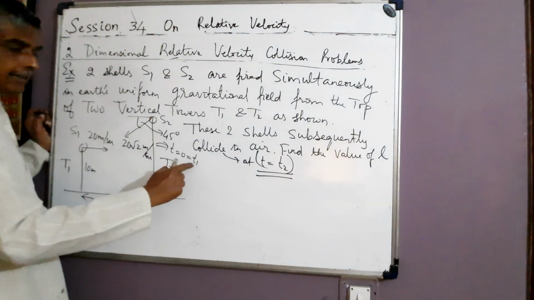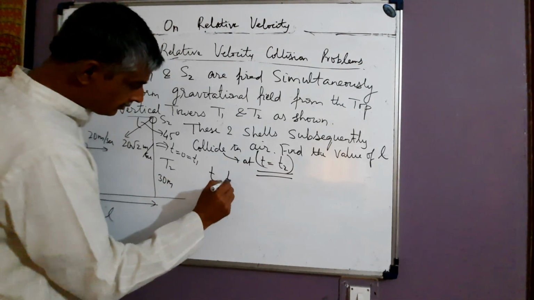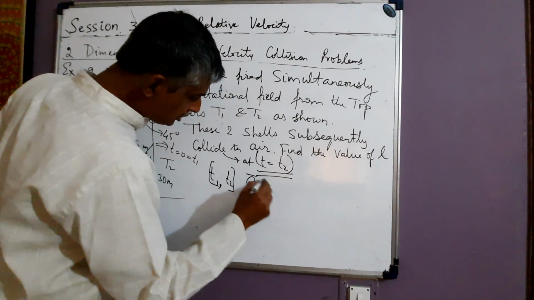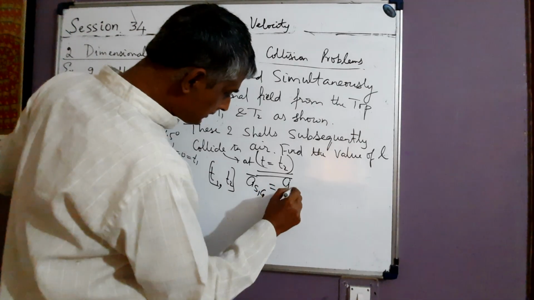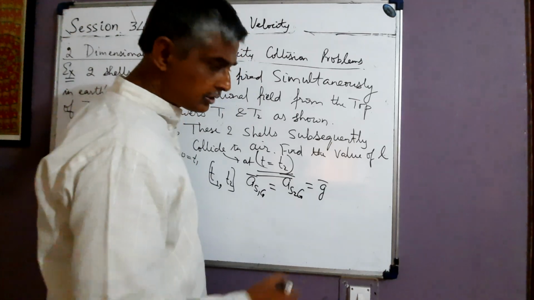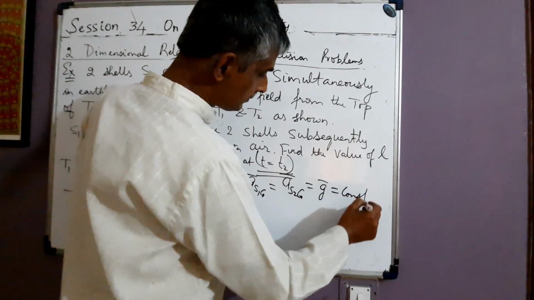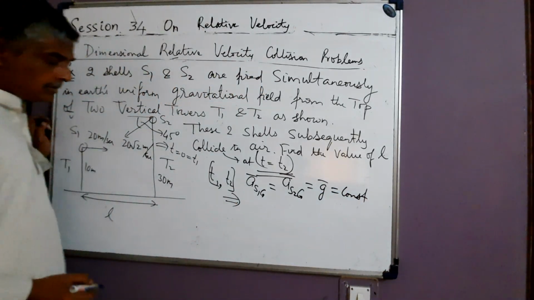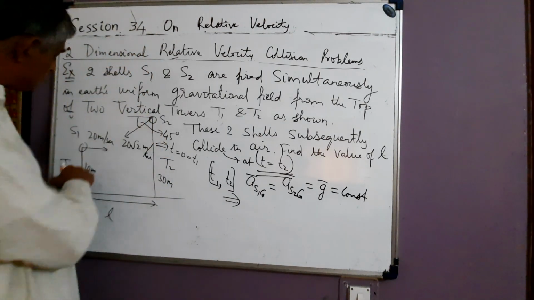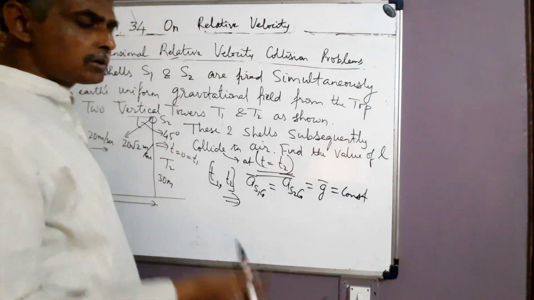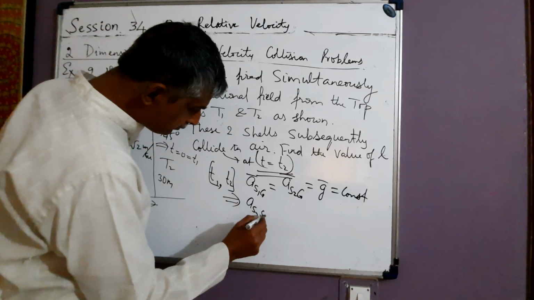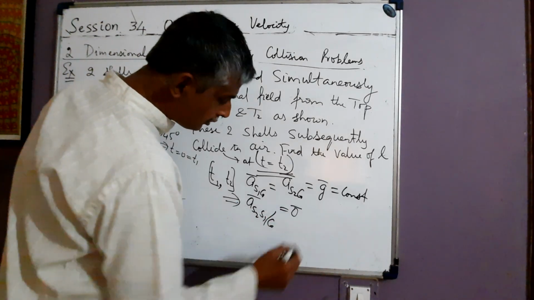Now see, in the entire interval t1 to t2, acceleration of both the shells is how much? a_S1,G, capital G meaning ground frame, that is same as a_S2,G, that is also ground frame, that is g in downward direction, constant. That means relative acceleration between these two shells is 0. Now we can observe S2 from S1 or we can observe S1 from S2. So we will observe S2 from S1.